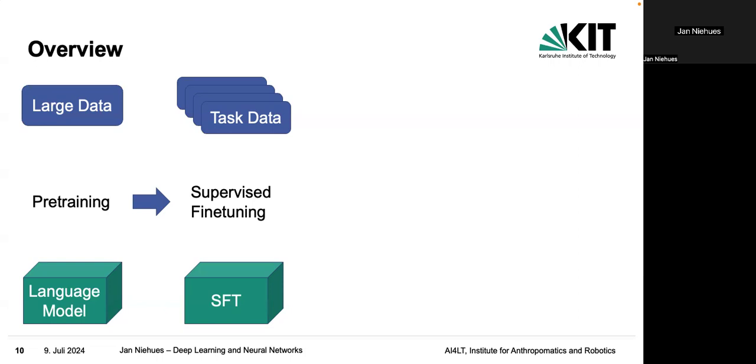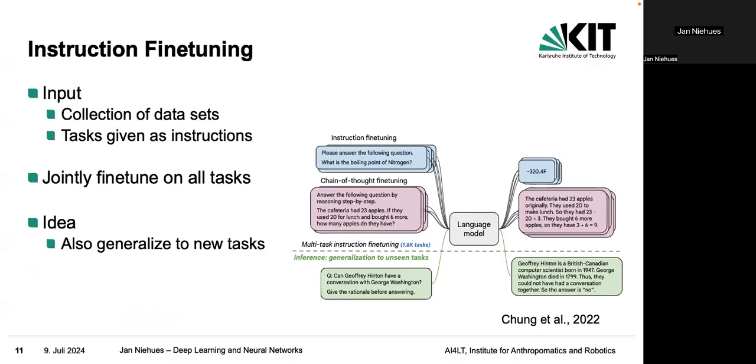Here we want to train on many tasks. So for each data point, we also have to specify the task itself. And the nice thing is with this large language model and the understanding, we don't have to invent artificial tags, but we can do that in a natural language description. This type of supervised fine-tuning is what people nowadays refer to as instruction fine-tuning. The idea is that we have a collection of data sets where tasks are given as instructions, and then we jointly fine-tune on all these tasks.